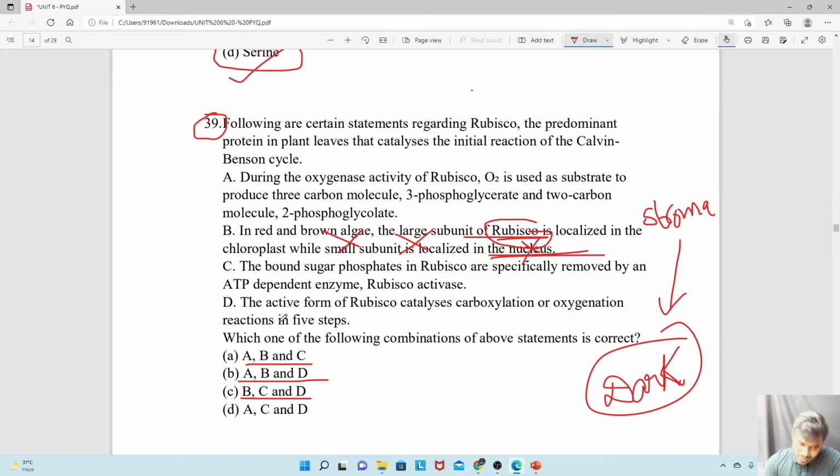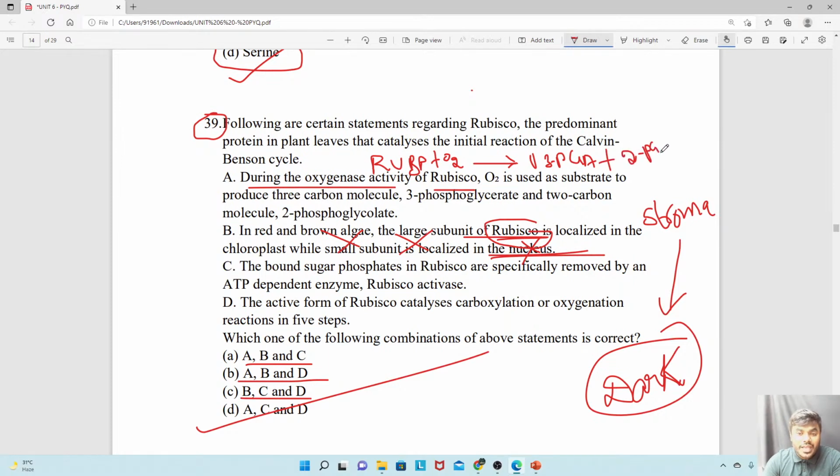Option A, you can come to a conclusion here, option D, but let me justify the other statements. During the oxygenase activity of Rubisco, I have very clearly told you, RuBP, how many carbons? Five carbon. Whenever it combines with oxygen, what will it give? One molecule of 3-PGA and another molecule of 2-phosphoglycolate. 2-phosphoglycolate is how many carbon containing compound? Two carbon containing compound. We discussed very clearly. Option A is absolutely right, no doubt about it.